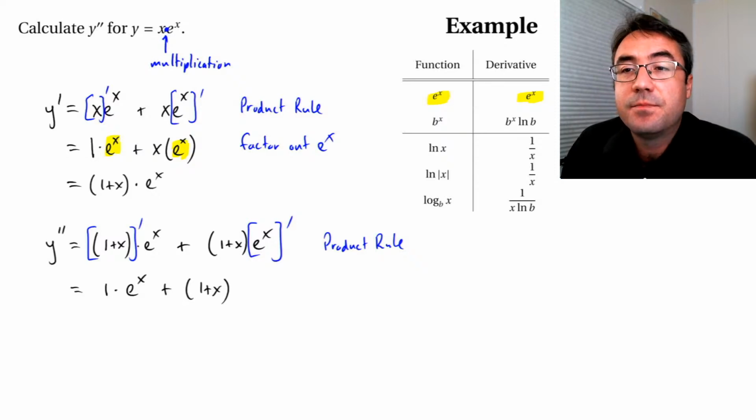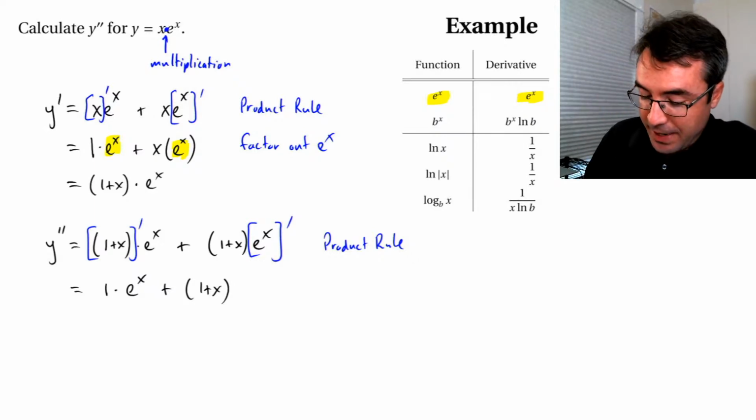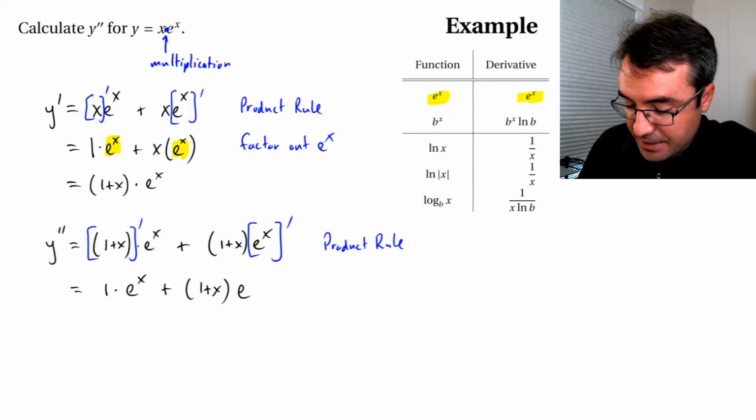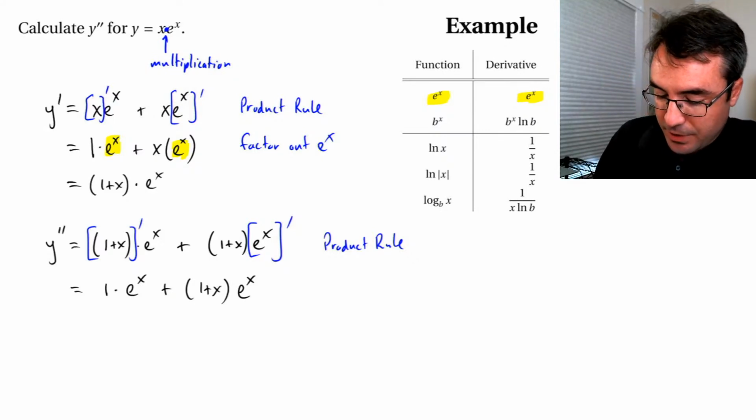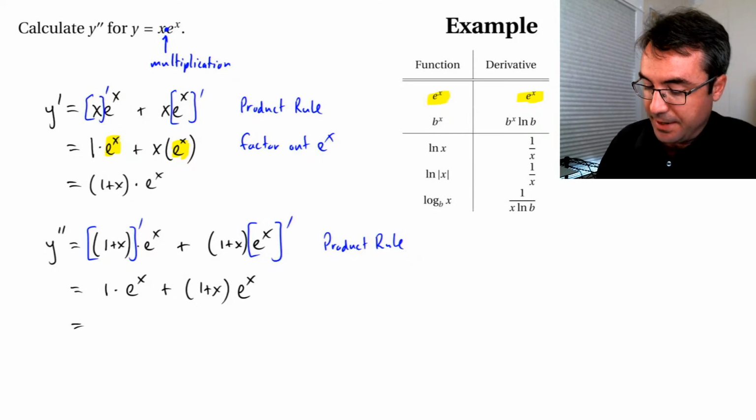And then finally, we have to differentiate that e to the x. And it's not going to look like we're going to do anything, but we actually are. Derivative of e to the x is just e to the x. And so we're done differentiating. So that's y double prime there. But for just a little practice, let's simplify.